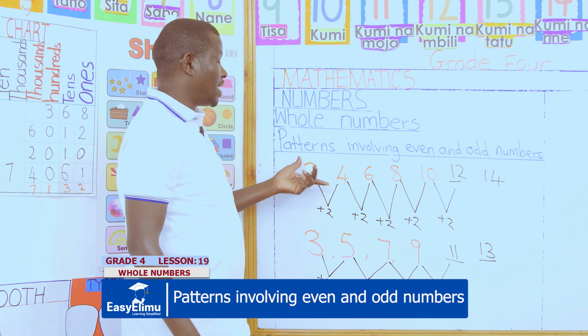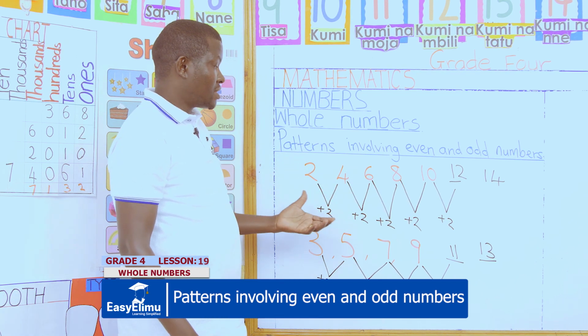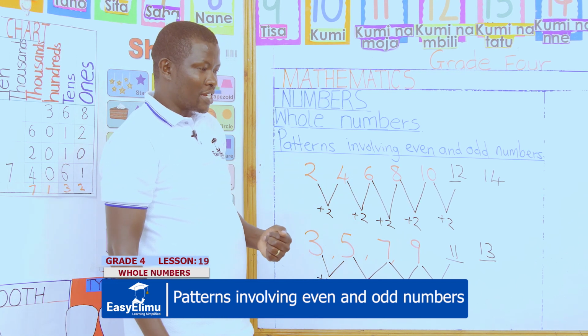This is how we formulate patterns. These are patterns formed by even and odd numbers.